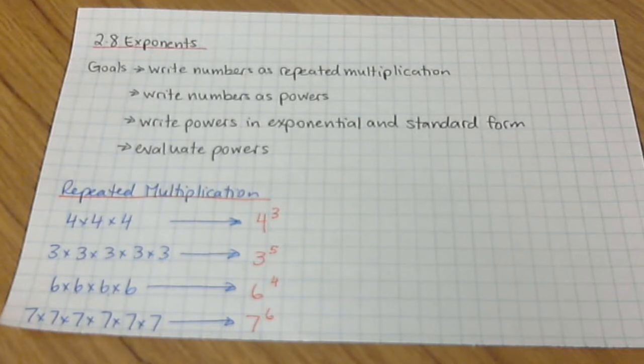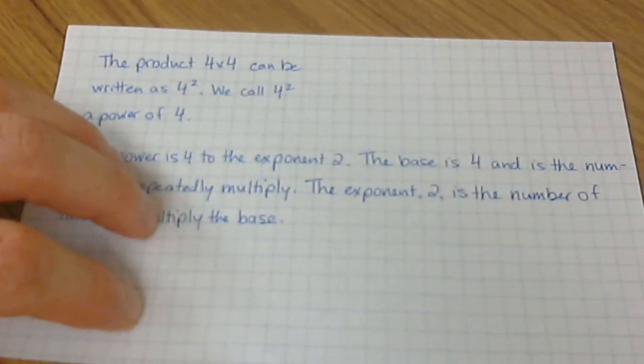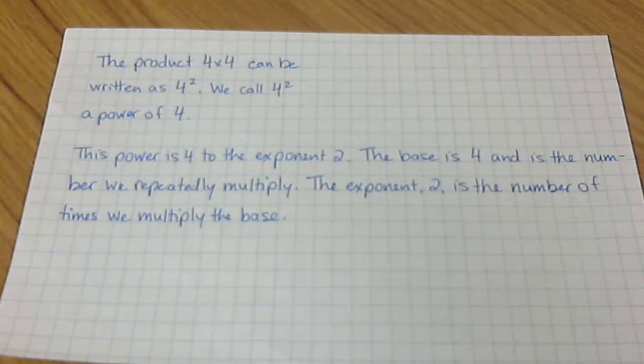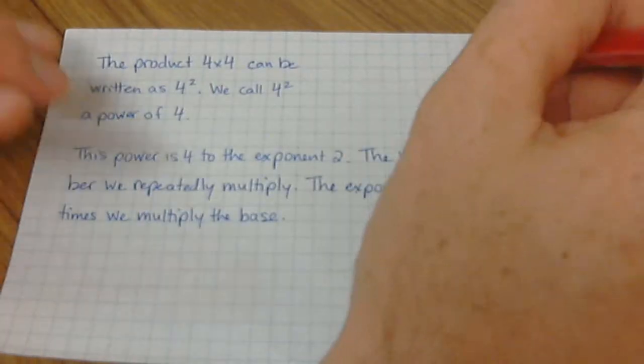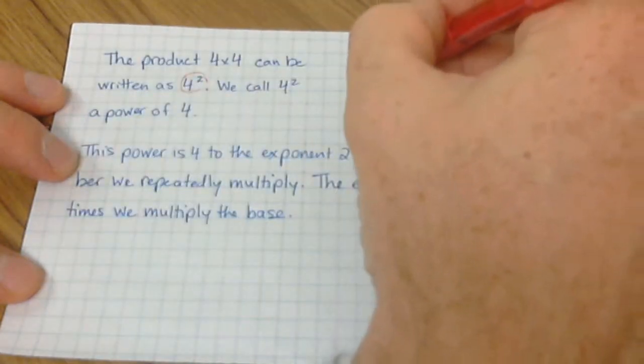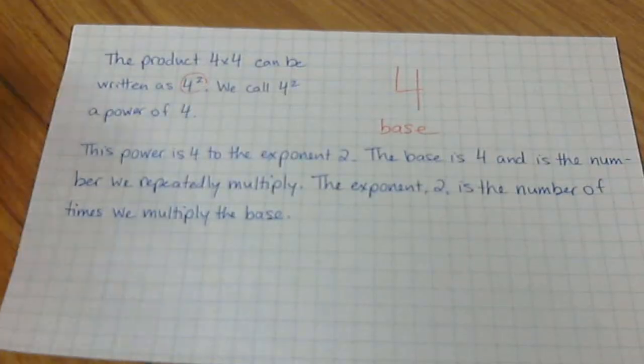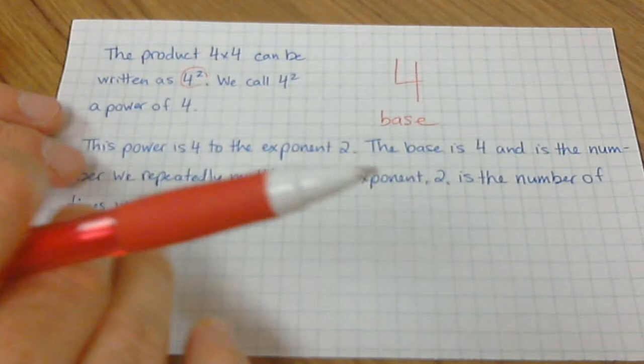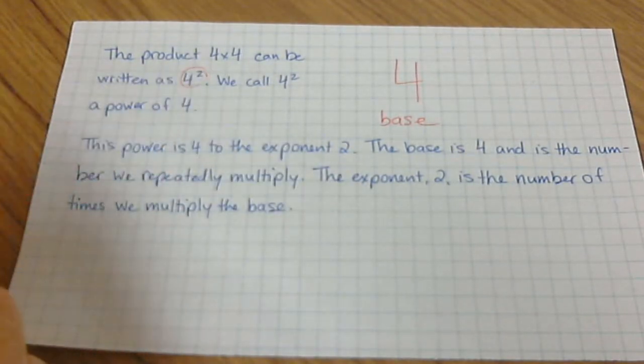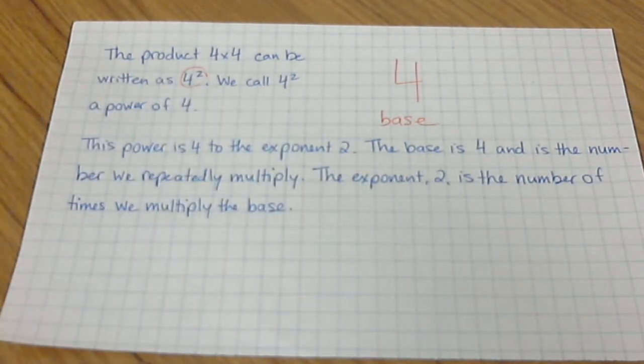So let me explain how that works. Let's say I give you the example of 4 times 4. The product 4 times 4 can be written as 4 to the power of 2. We call 4 to the power of 2 a power of 4. And basically, there are 3 parts to something like this. The first part is the 4. It's called the base. The base is the number that is getting multiplied. That's the number that is being repeatedly multiplied, right?